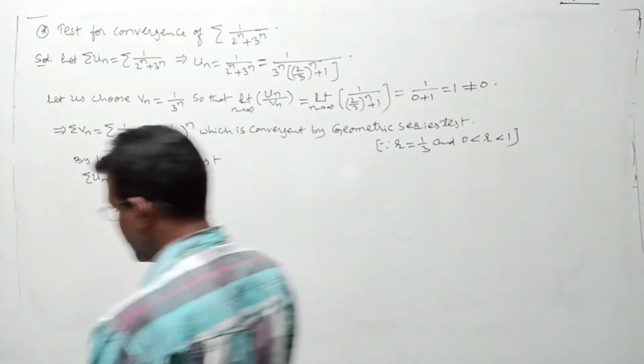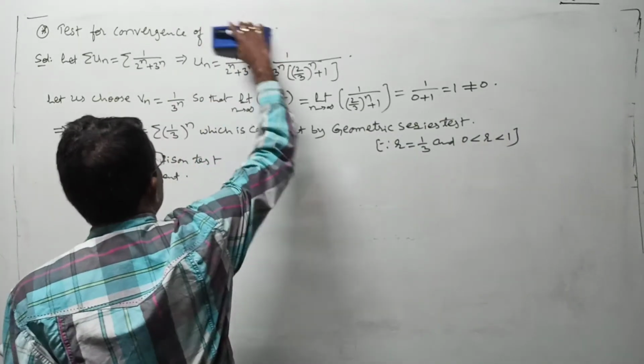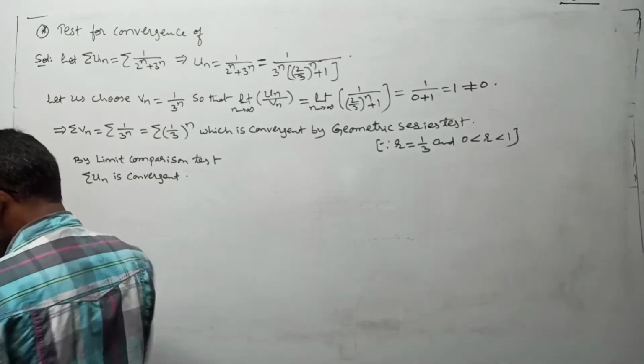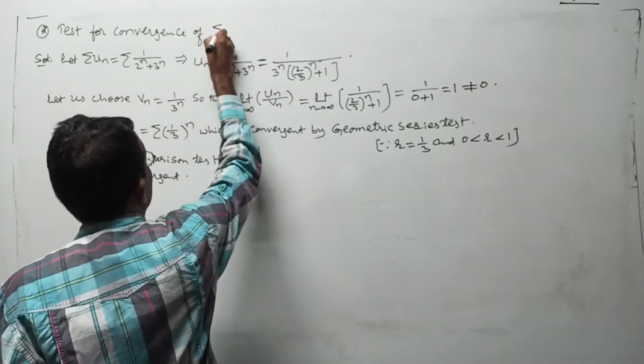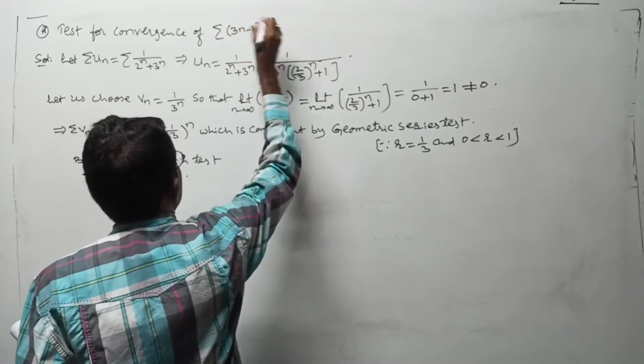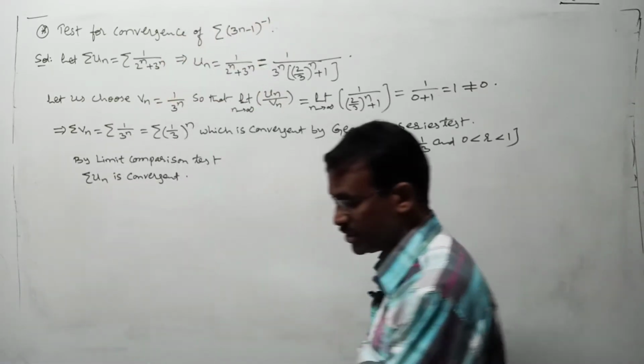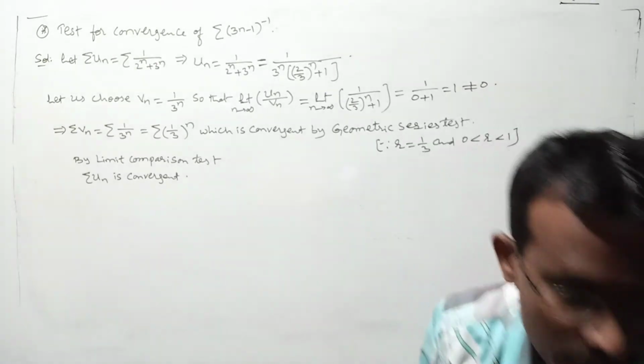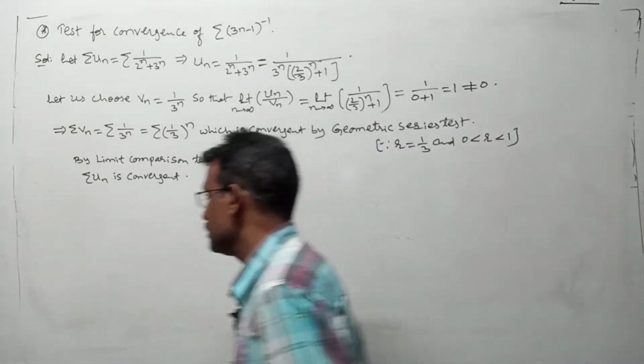Test for convergence of sigma (3n minus 1) whole inverse. One of the simple questions, but it looks like a difficult question, but it should be very simple. Let us see what that is.